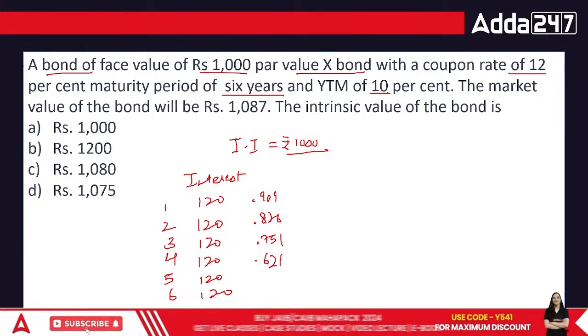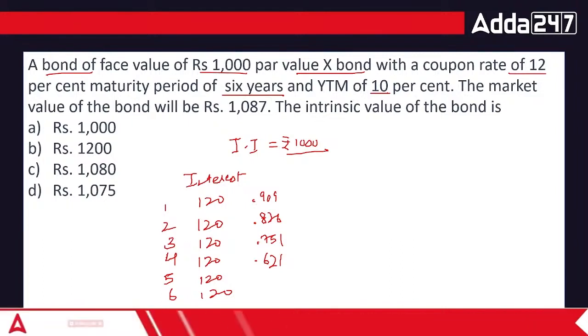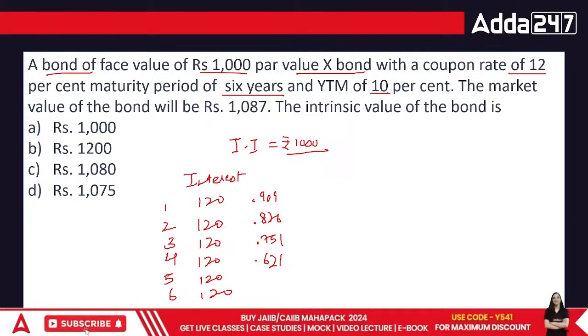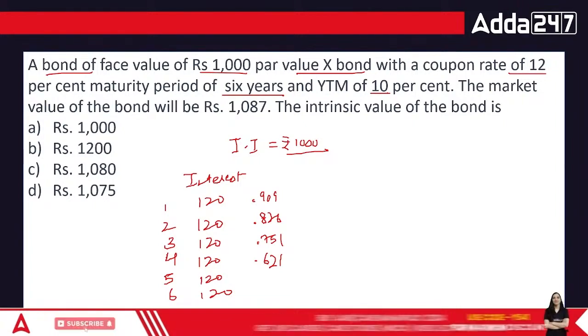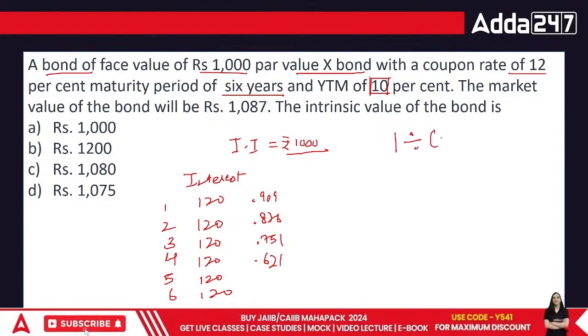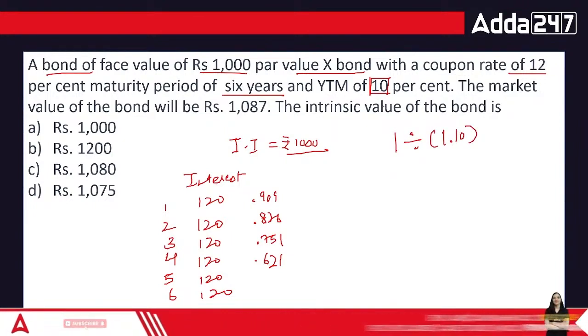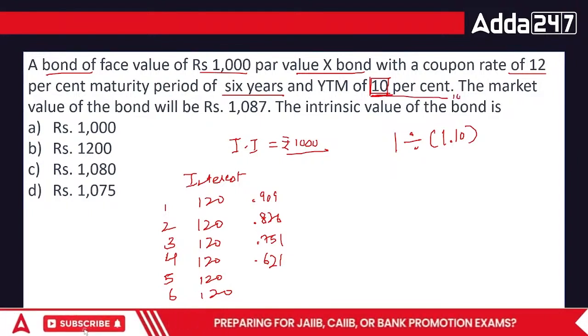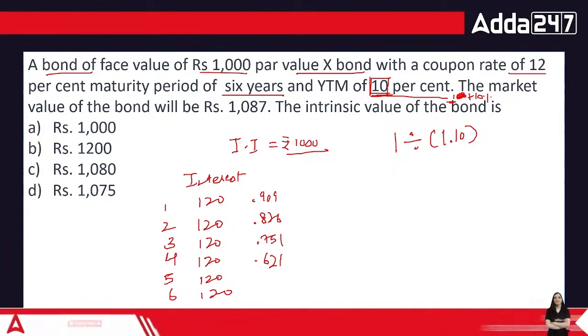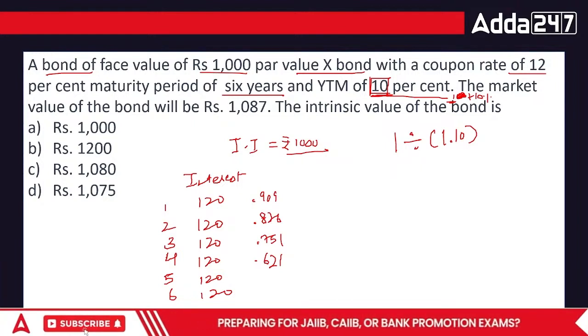In case you do not know, please open up your calculators and do as stated. First of all, you pick up the point that you have 10% YTM. So what you need to do is 1 divided by 1.10. How did we reach 1.10? This is 1 plus 10%. You just write 1 and plus 10%. That gives you 1.1. So 1 then divided by 1.1.